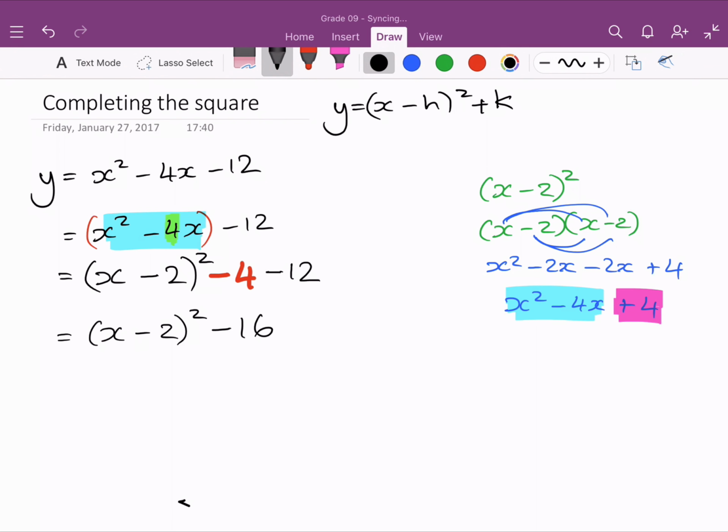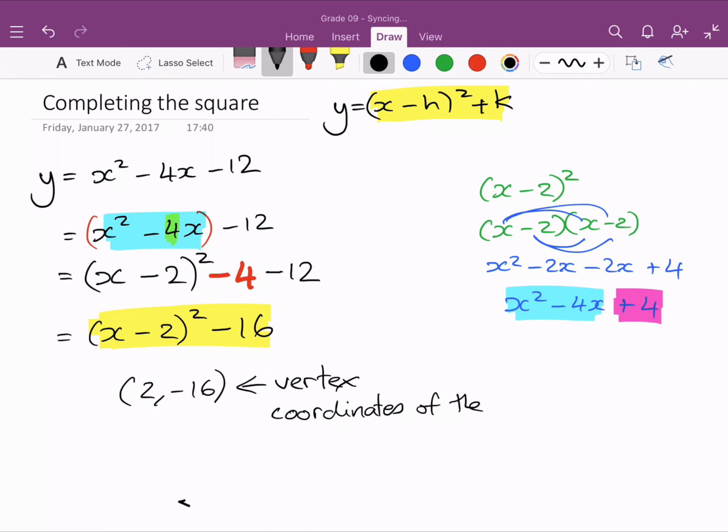If you look, our final answer looks pretty much the same as what we had here. We have x minus 2 all squared minus 16, so we have x minus h all squared plus k. And a nice side note is that we can find the vertex of this graph, that means the turning point, which is the coordinates 2, negative 16. That's the vertex of the graph, or the coordinates of the turning point.